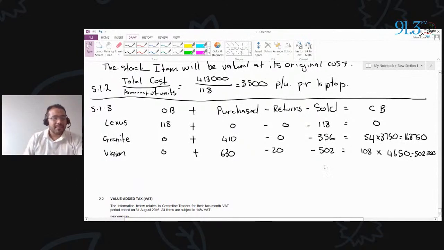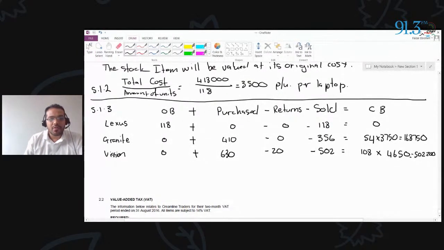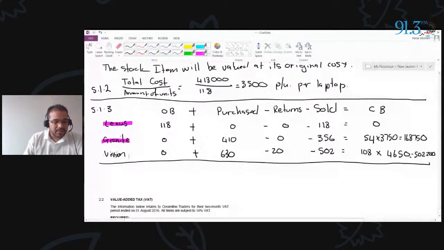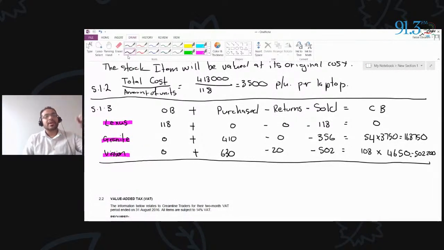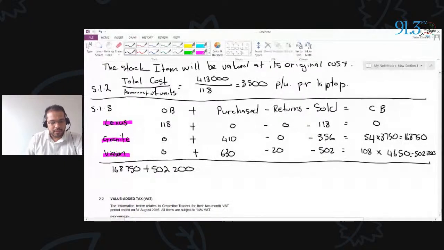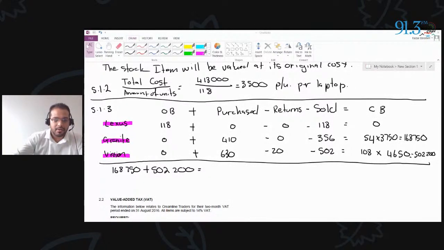So people, by this time, we've now calculated the closing stock of all the individual items, such as the Lexus, the Granite, and the Vision. However, we have not answered the question yet. We want to know what is the total. So what we're going to have to say now is 168,750 plus 502,200, and then that will give me the total of, let's just see here, let's see if we get the total.